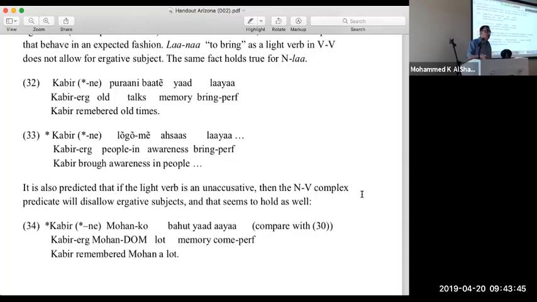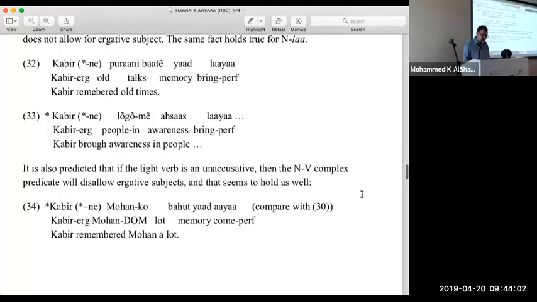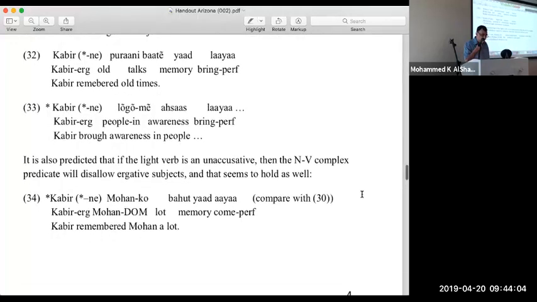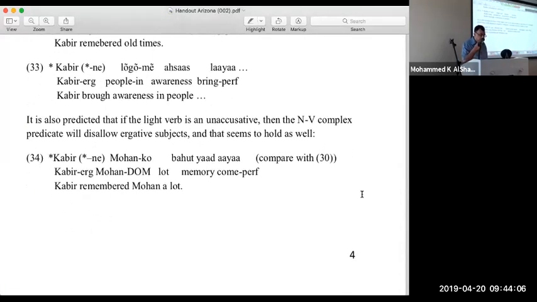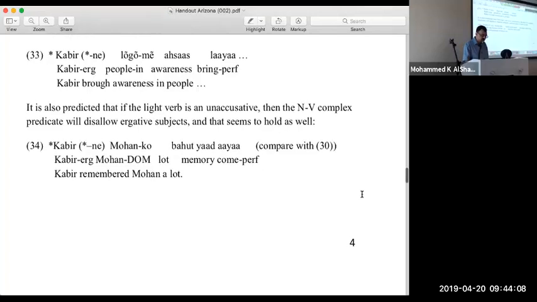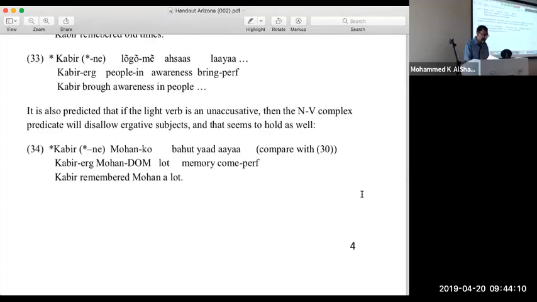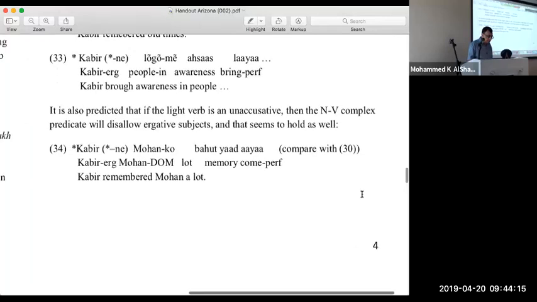I mean, in this case, nouns don't even have anything to do with the ergative case assignment, but at least now you can look at the light verb and see that when the light verb is incompatible with the ergative assignment, then you don't get ergative subjects. Again, it's predicted that when the light verb is unaccusative, then the NV complex predicate will disallow ergative subjects, and that's what happens in 34. I'm gonna skip this aside here.